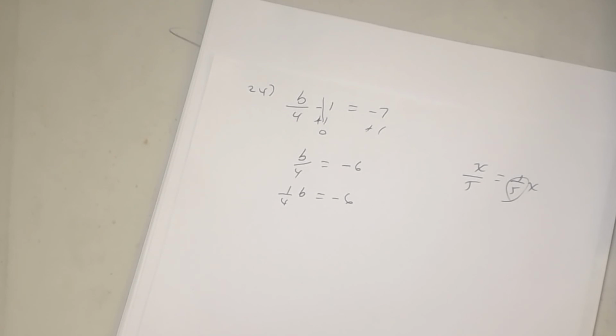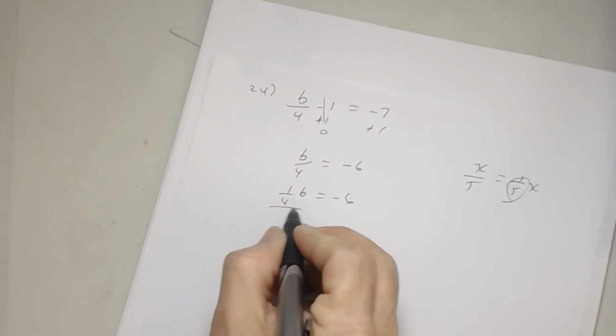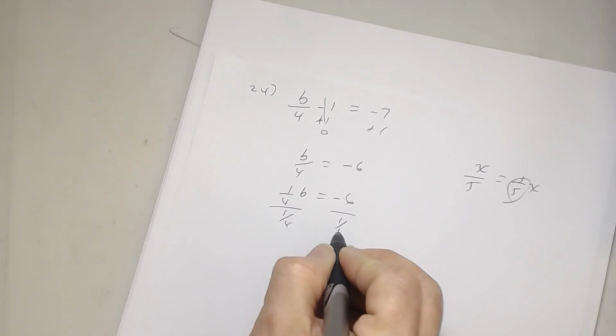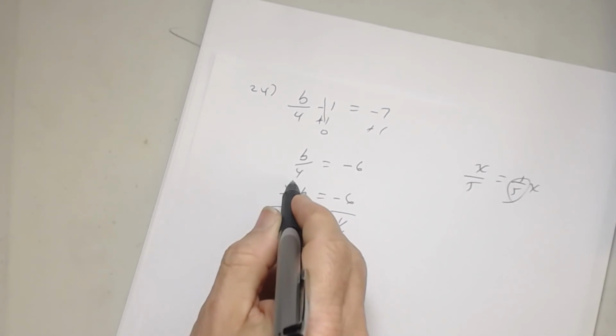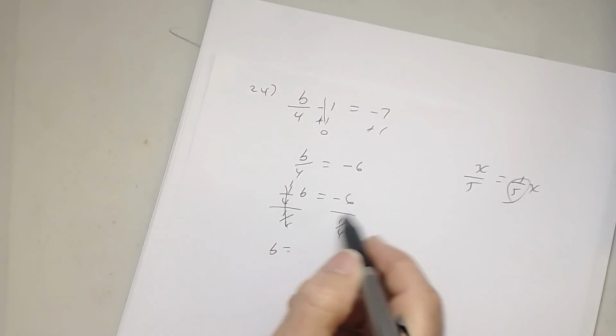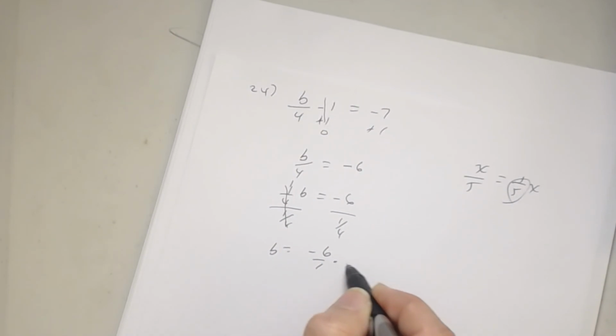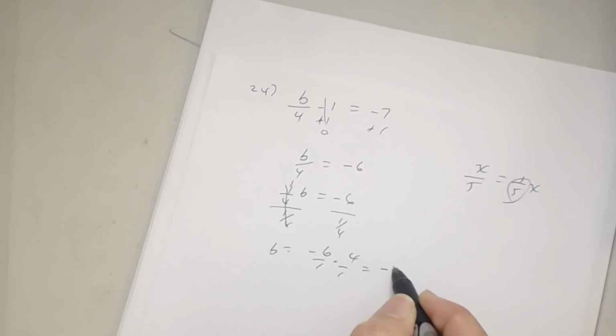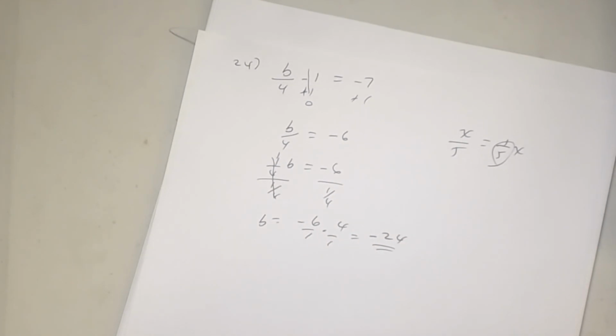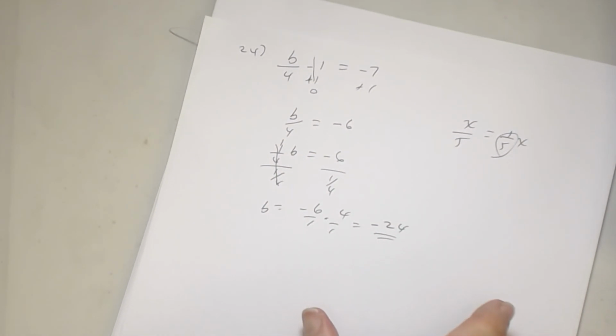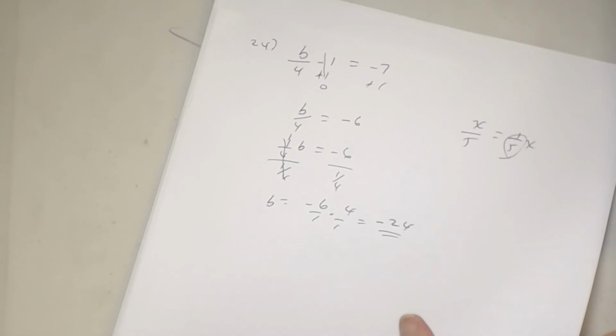What's the next step? Divide both sides by 1/4. And then reduce. So you get b equals, now rewrite this, so that's -6 over 1 times 4 over 1. What's the answer? -24, right? That's your solution. Why can't you just take 4 and multiply times -6 and get your answer? That is the next section. Okay, you have to know both ways.